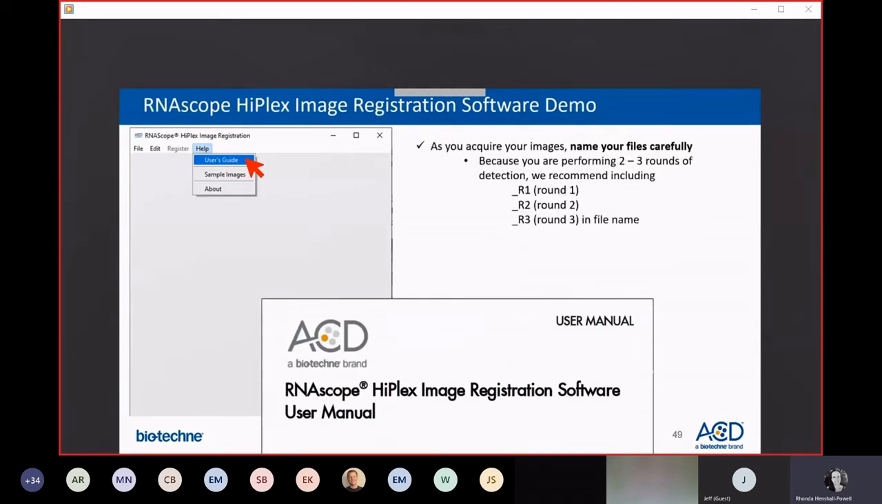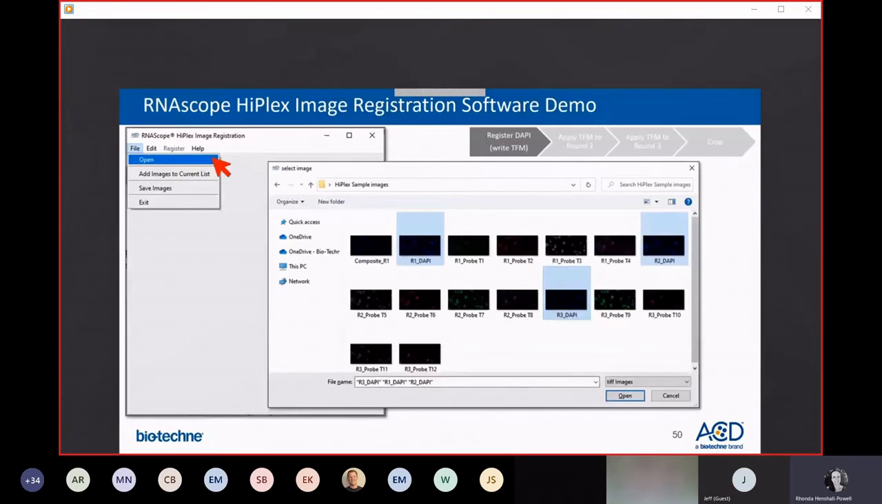To highlight just a couple of tips, as you're acquiring your images at the microscope, name your files carefully because you're performing 2 or 3 rounds of detection, right? So you want to include something like underscore R1 for round 1, underscore R2, such that you know which rounds of imaging each image came from originally. The other really important thing here is the software requires that images that you're trying to overlay are the same size, same resolution, same pixel by pixel dimension. So if necessary, use Fiji and crop your images to the same size.